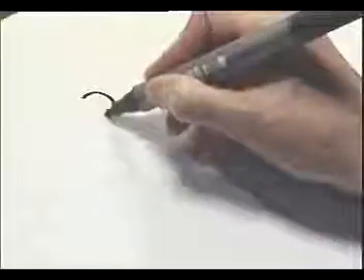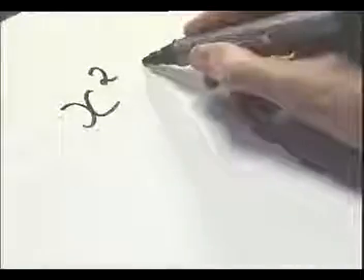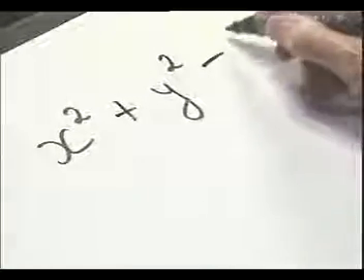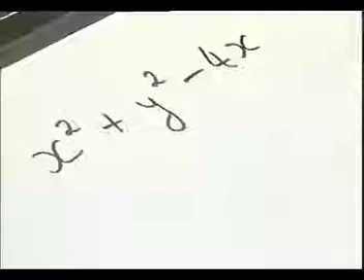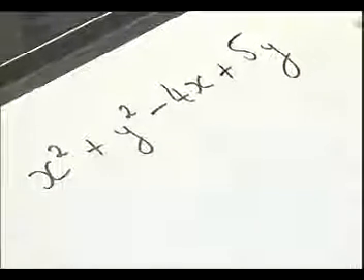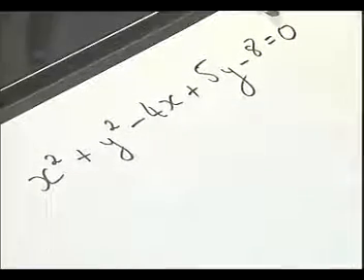In this video, we're going to be looking at how we might differentiate functions of y with respect to x. Let's begin by looking at an equation like this: x squared plus y squared minus 4x plus 5y minus 8 equals 0.